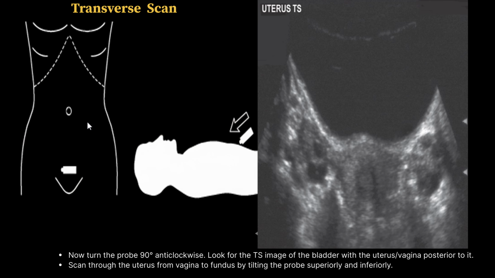And now we are going to discuss the transabdominal transverse scanning of the female pelvis. For the transverse transabdominal scanning, turn the probe 90° in the anti-clockwise direction, and the orientation marker of the probe should be toward the right side of the patient. And here we can see the adjacent sonogram, and this sonogram shows the urinary bladder and the uterus, which is posterior to the urinary bladder.